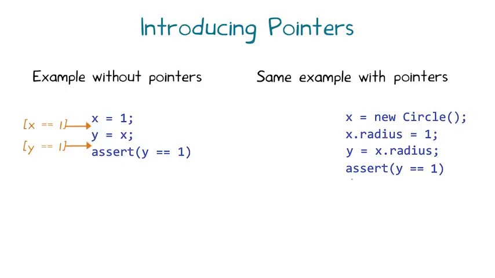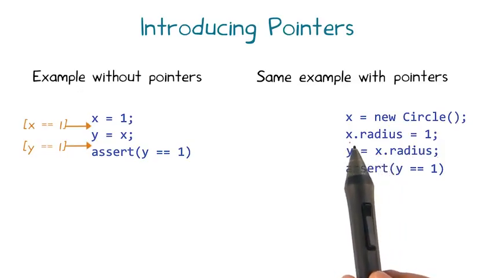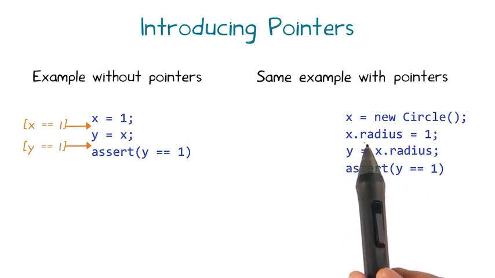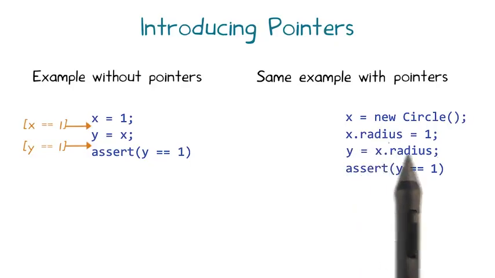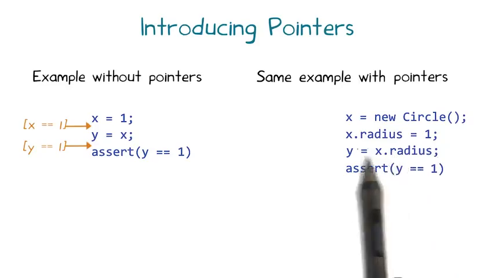An object can have fields which we can read from and write to. In the statement x.radius is assigned 1, we access the memory allocated to the circle that x refers to, and then we access the portion of that allocated memory dedicated to the radius field of the circle object, and then we write the integer 1 to that space in memory. This operation is called a field write.